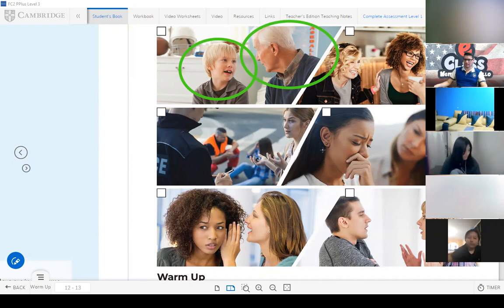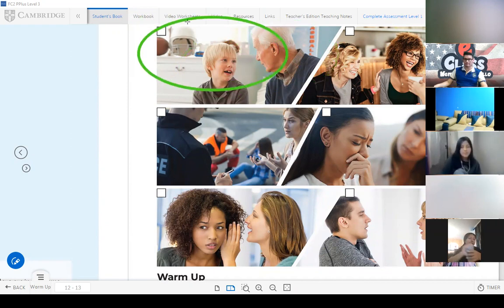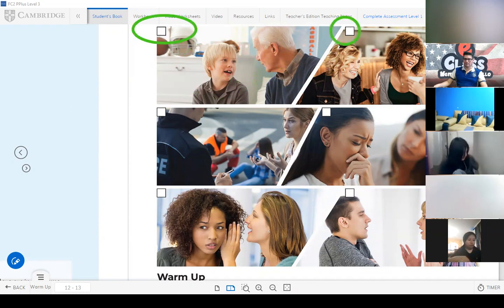Yes? Yes, teacher. Okay, now you're gonna number. Ustedes van a enumerar, tienen unos squares, van a poner in order. ¿Cuál es el que más les llama la atención? Hasta el que les parece menos importante.